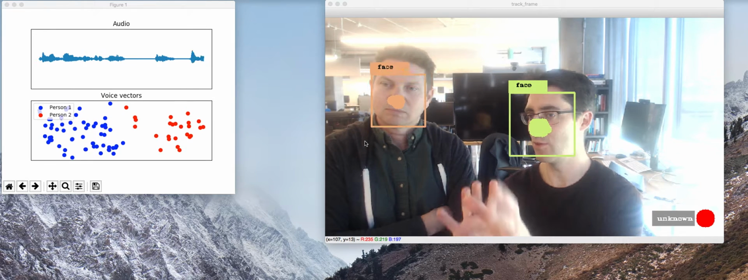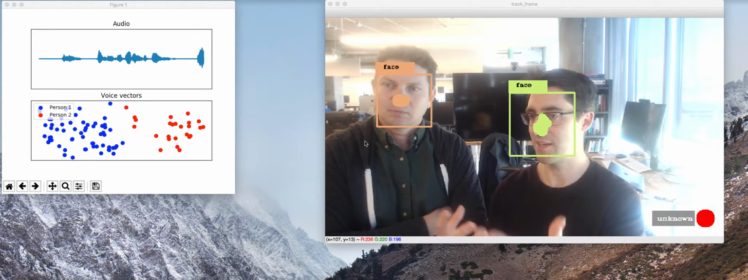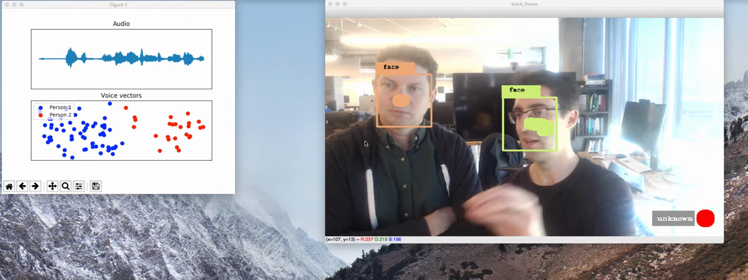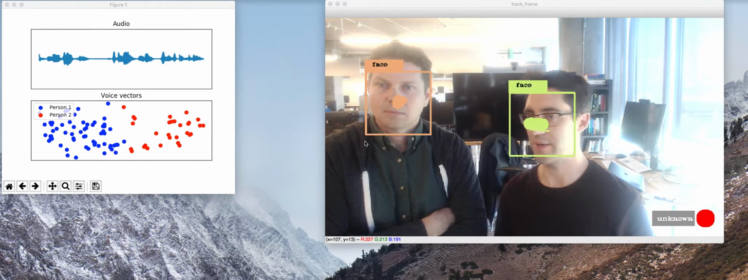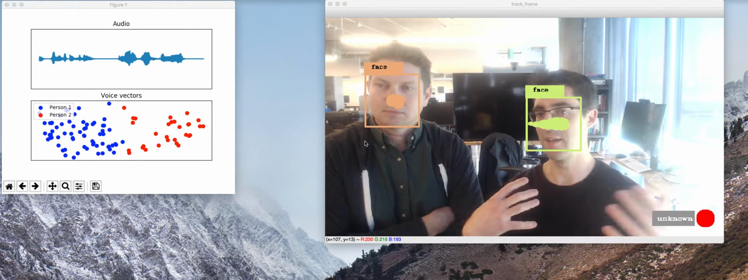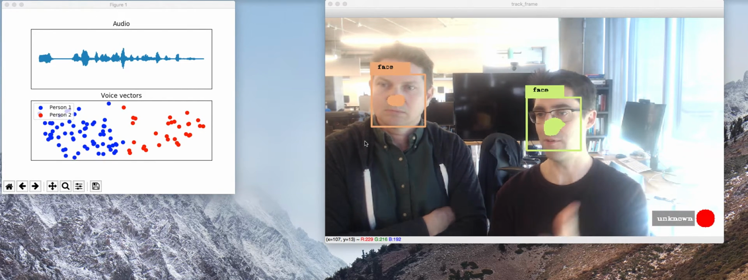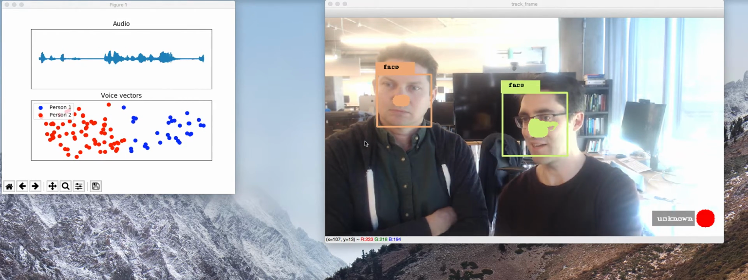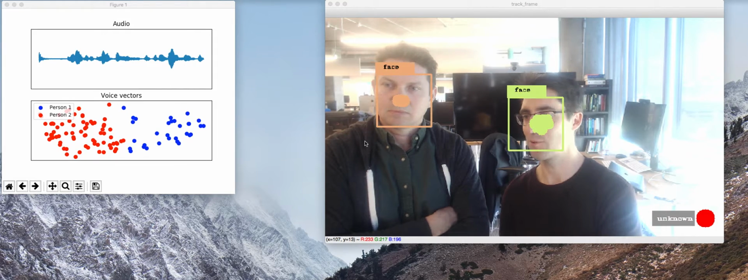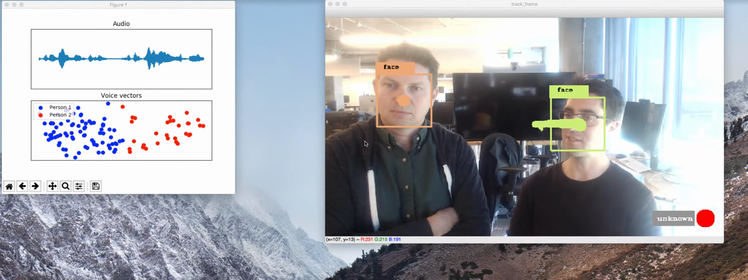Exactly. We can see now that Will can be assigned eventually to person two, probably because I talked for longer and the blue dots are the most. And as you can see, the more I talk, the more blue dots are going to be added to the vector space. And eventually, if you want to assign an identity to my face and to the voices, we just sort of draw a line between the two clusters. And we can go back to Will and you can see that more red dots are going to be added.